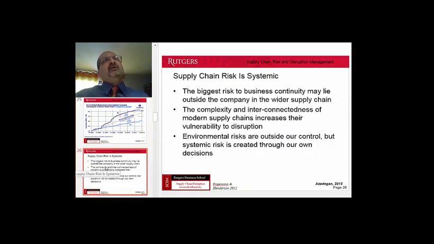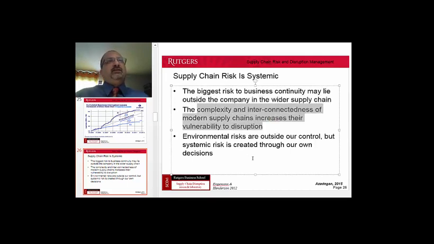What have we learned so far? Supply chain risk is systemic. And the biggest risk to business continuity could be outside the company. In fact, it is these days, because we already have a pretty good understanding of our internals, and the complexity and interconnectedness of the supply chain increases their vulnerability.